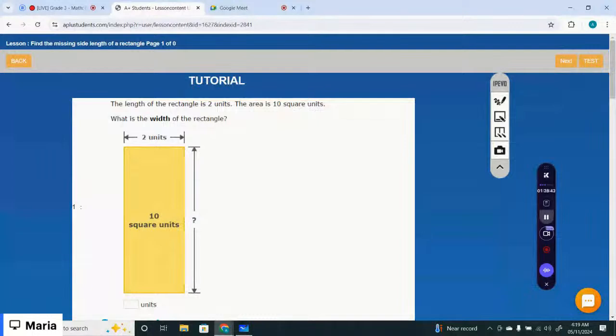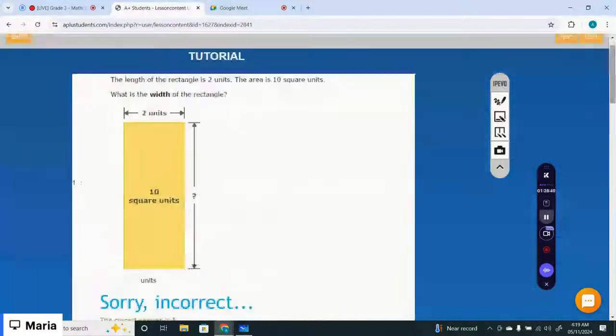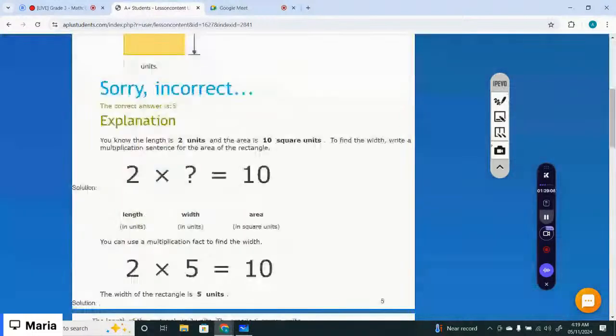The length of the rectangle is 2 units. The area of the rectangle is 10 square units. What is the width of the rectangle? So we just did how to calculate the area of the rectangle, right? So area of the rectangle is length times width, right? Here you are given the area and the length, so you can calculate the width. The area is 10 square units. The length is 2. You need to calculate the width.